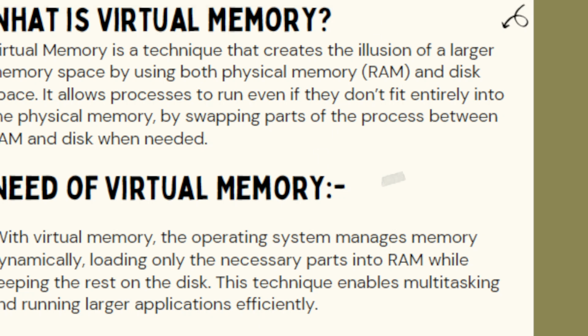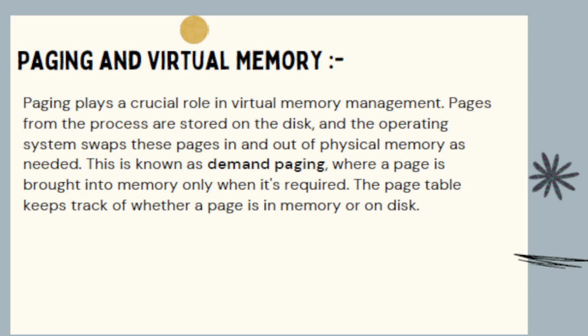Let's see paging. Paging plays a crucial role in virtual memory management. Pages from the process are stored on the disk, and the operating system swaps these pages in and out of the physical memory as needed. This is known as demand paging. A page is brought into memory only when it's required. The page table keeps track of whether a page is in the memory or on the disk.